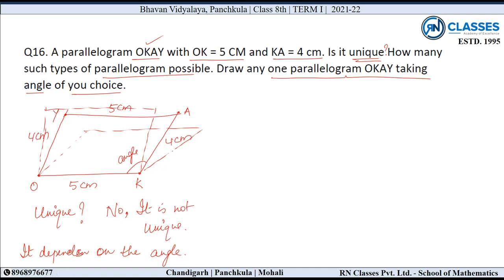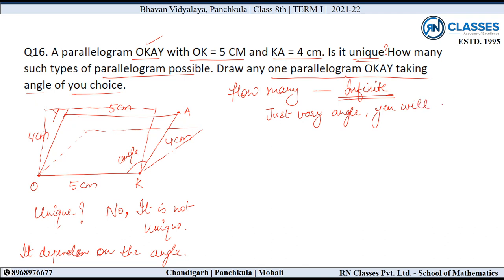Done. How many such parallelograms are possible? How many? Infinite. Keep varying the angle. Just vary the angle. You will get infinite parallelograms. Right? So this would cost you approximately 1 mark, and draw 1 parallelogram. You have to draw 1 parallelogram.